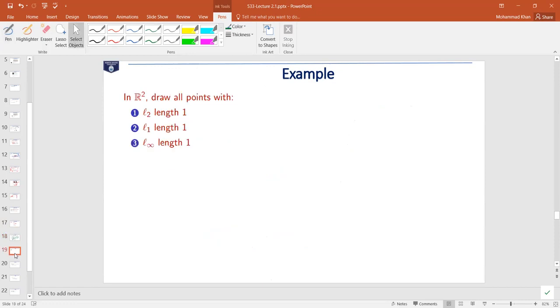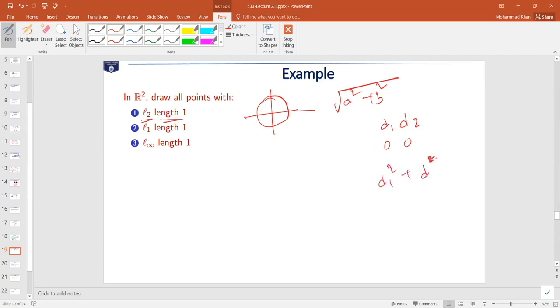Now we'll do a reverse problem. We are considering only two-dimensional space. We want to draw all the points with L2 length 1. Those will be the points on a circle, because for L2, A squared plus B squared equals 1. In other words, we have a point D1, D2 from the origin 0, 0, with D1 squared plus D2 squared equal to 1.